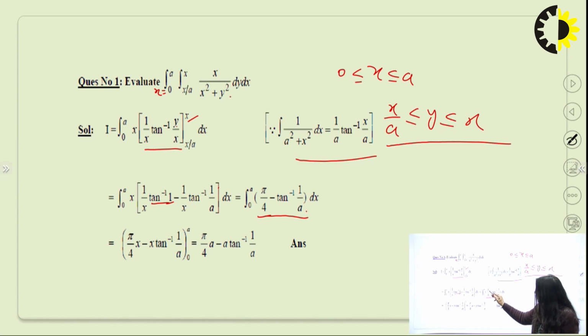Integration of pi by 4 with respect to x is equals to pi by 4 into x, and tan inverse 1 upon a is a constant term. So, integration of this term will be equals to minus x tan inverse 1 upon a, with limit 0 to a. Now, again we will put the limits of x. Firstly, we will put upper limit and then minus sign, then put the lower limit. Put x is equals to a, then we will find pi by 4 into a minus a tan inverse 1 upon a, and now minus sign, we will put the lower limit, put x is equals to 0, then this term will be 0. So this is the answer.